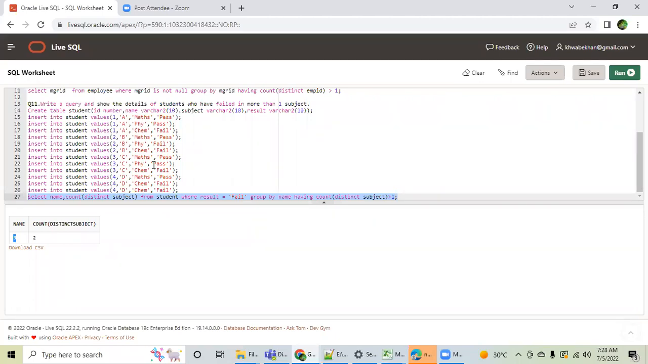Tanvir, one question. Is it a good practice to write distinct in count most of the time while writing big queries, with millions of records? That totally depends on the business use case. I'm not telling that you should always use count of distinct. Sometimes you have to use a star, I will show you when. Sometimes you have to use count of column only, you should not use distinct. It totally depends on the business use case. There is no thumb rule.